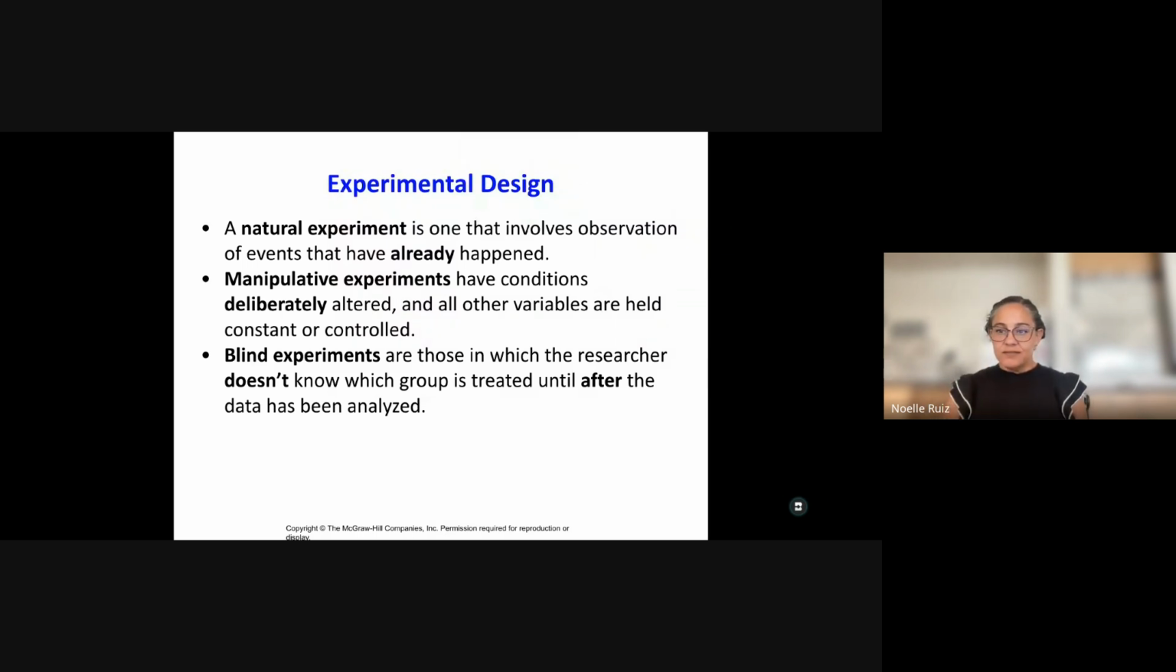Experimental design. So scientists go about doing experiments in various ways depending on what they're studying. A natural experiment is one that involves observation of events that have already happened. So if you ever want to work with animals, those are usually natural experiments. The most that scientists can usually do is observe them in their natural habitat and then just document what they do, how they act, what they eat, what influences their decisions out in the wild.